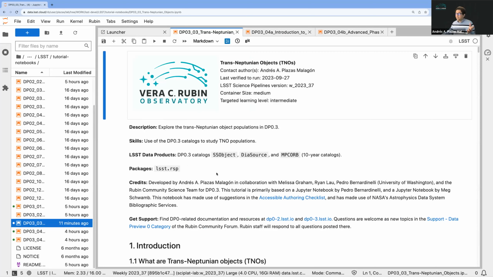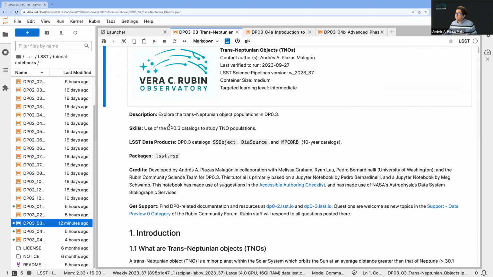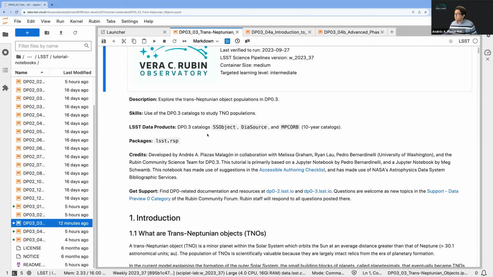These objects are, by definition, objects that are beyond the orbit of Neptune, about 30.1 astronomical units on average. And they're of scientific importance because they are like relics of the formation of the solar system, among other reasons. So this is one of the things that people are looking forward to looking at and characterizing with the LSST data.